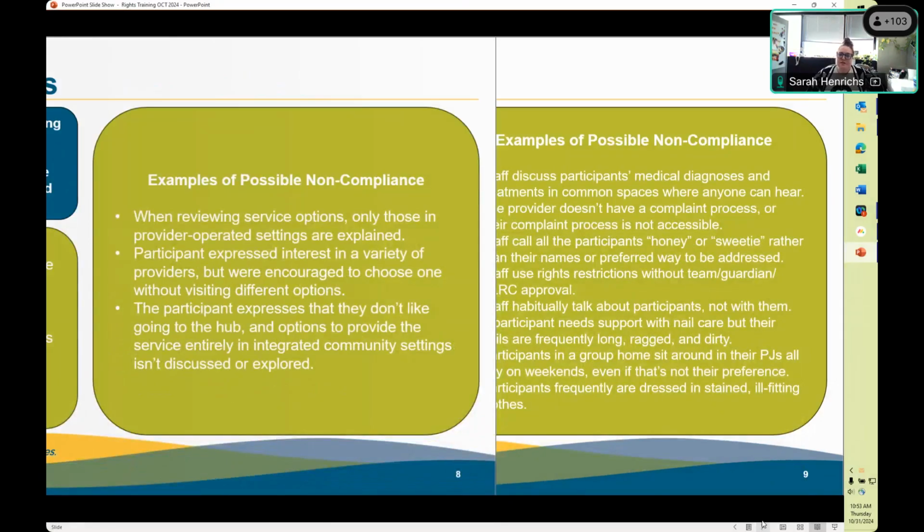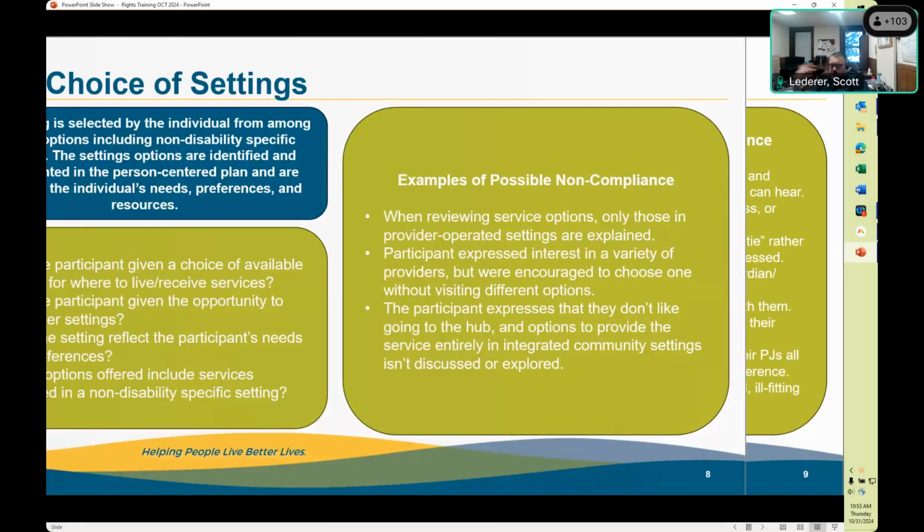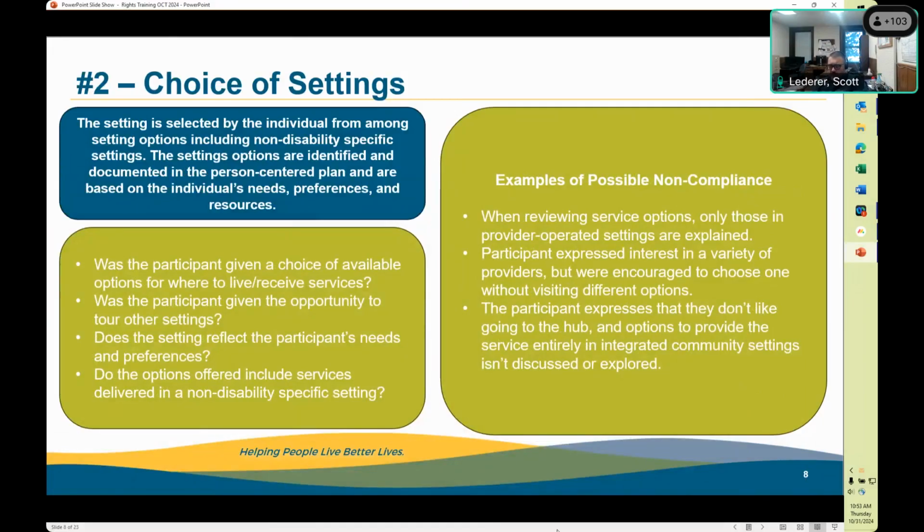Next one, Sarah, go ahead. I was just going to ask, and I know this happens a lot, what if we come across a guardian or parent that says, all right, we see one provider, yep, we like that one, and they really don't care what the participant's opinion of it is.